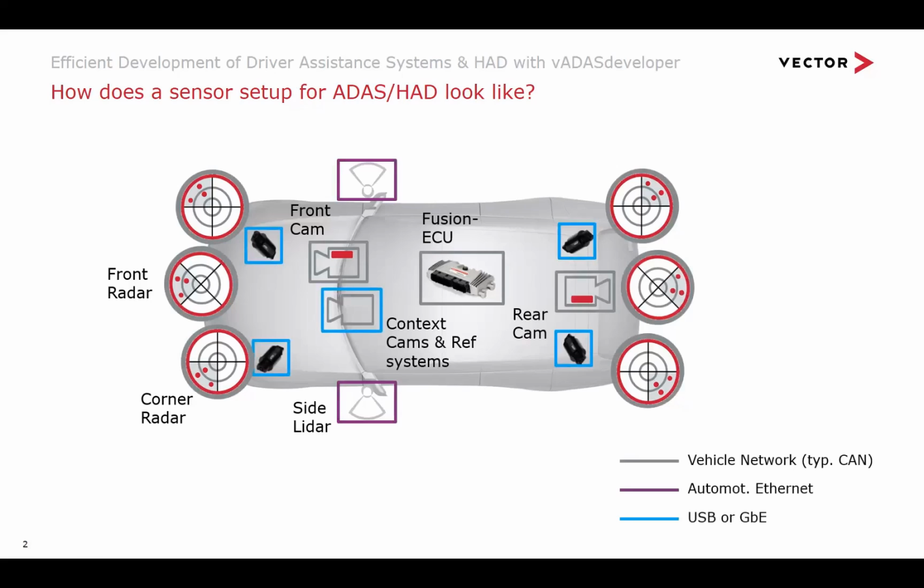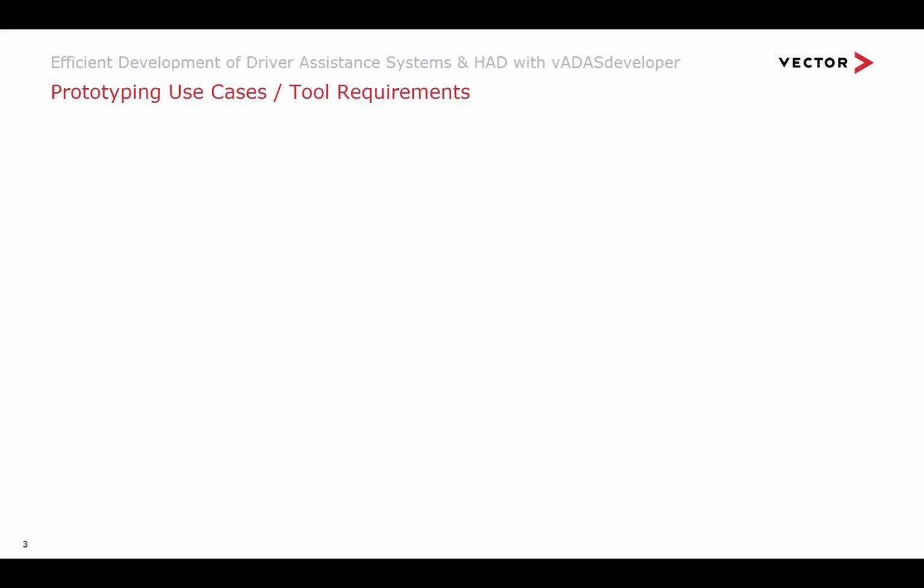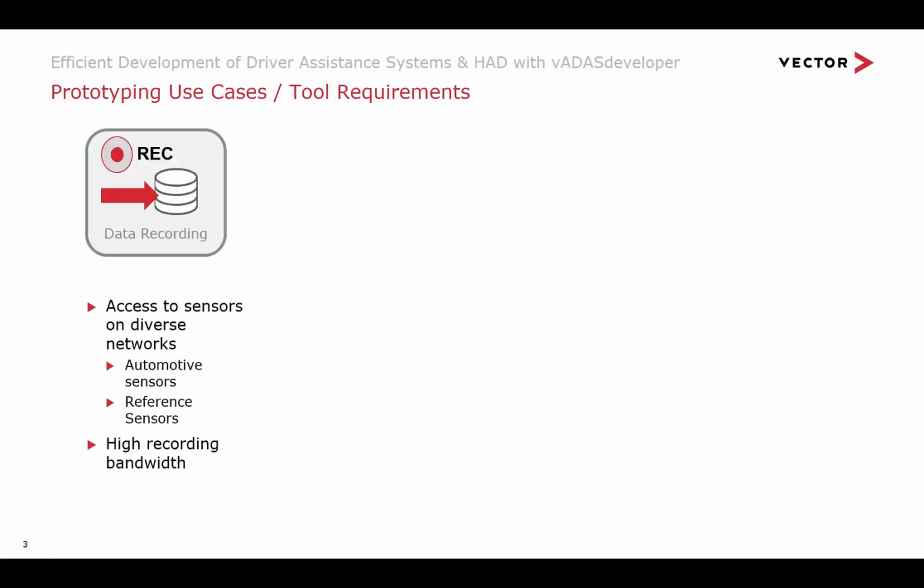To all of these sensors, you need to get access in your data fusion or your algorithm prototyping project. What are now the use cases for prototyping and the linked tool requirements? The first one is, of course, data recording. You want to get access to the sensors on the different networks, and you typically have a very high recording bandwidth for the sensor data. This is basically the source of everything. You need to get access to whatever your system provides you.